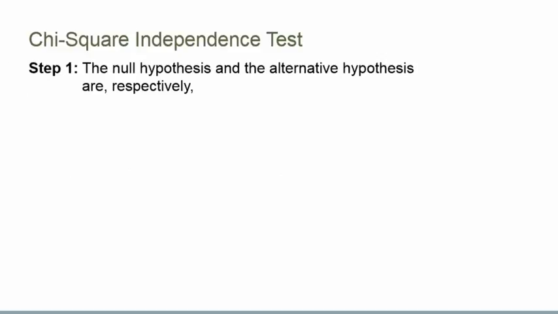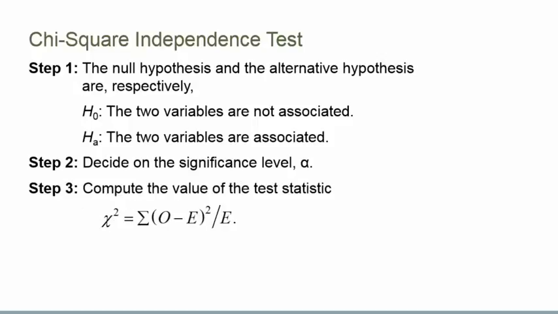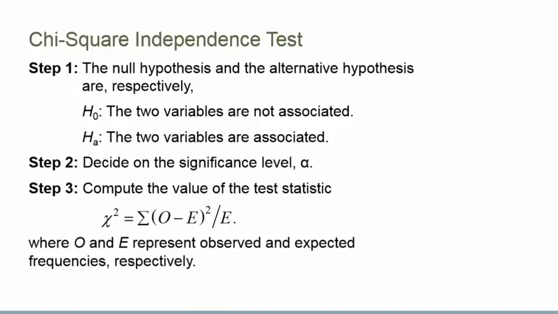Chi-square independence test. Step 1. The null hypothesis and the alternative hypothesis are, respectively, H sub 0: the two variables are not associated. H sub A: the two variables are associated. Step 2. Decide on the significance level alpha. Step 3. Compute the value of the test statistic. Chi-square equals the sum of (O minus E) squared divided by E, where O and E represent observed and expected frequencies respectively. Denote the value of the test statistic chi-squared sub 0.